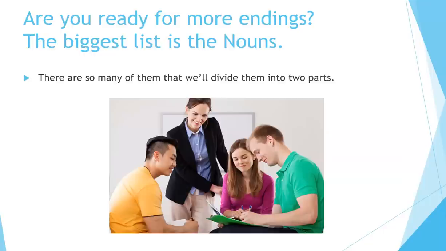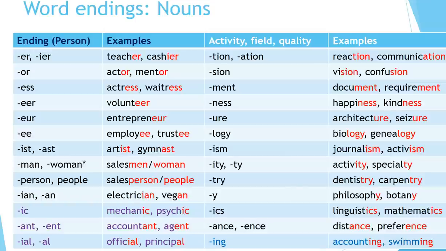Are you ready for more endings? The biggest list is the nouns. There are so many of them that we'll divide them into two parts. Word endings, nouns. The first and second column indicate word endings for nouns that are people or persons. The third and fourth columns indicate nouns that are activities, fields, or qualities, as well as examples of them.